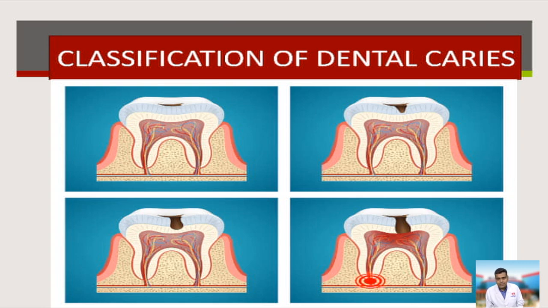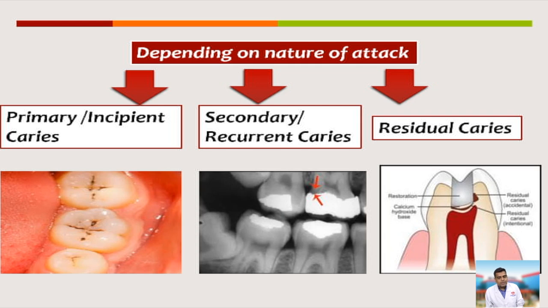Coming to the classification of dental caries, depending upon the nature of attack, dental caries is classified as primary or incipient caries, that is the first attack of the caries on the tooth. Then secondary or recurrent caries, it is mostly seen after the restoration or below the restoration of the tooth. It is the second attack of the caries, so it is known as secondary or recurrent caries. And the last is the residual caries, which is left by the dentist intentionally and unintentionally.